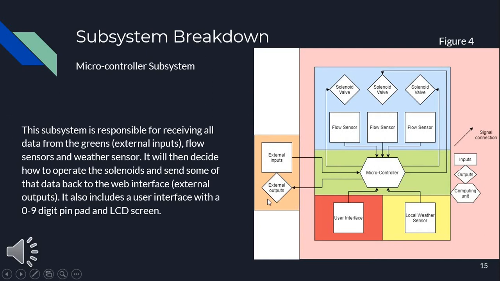It also includes a user interface with a 0 to 9 digit pin pad and an LCD screen down here in the red box. The weather sensor will be connected wirelessly and possibly direct, because we'll probably have one close enough to be direct. The user interface will be directly connected. The external inputs and outputs will of course be wireless, and the top blue box there with the flow sensors and the solenoid valves will all be connected hardwired.